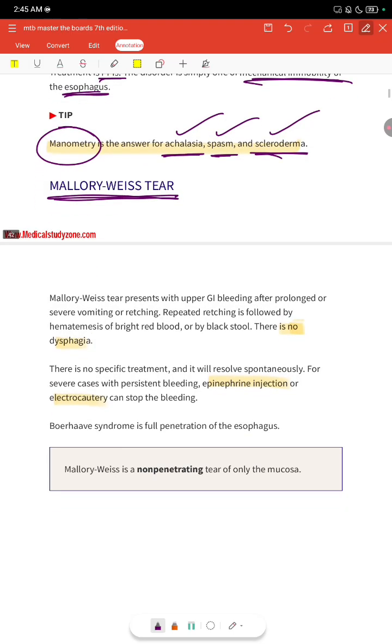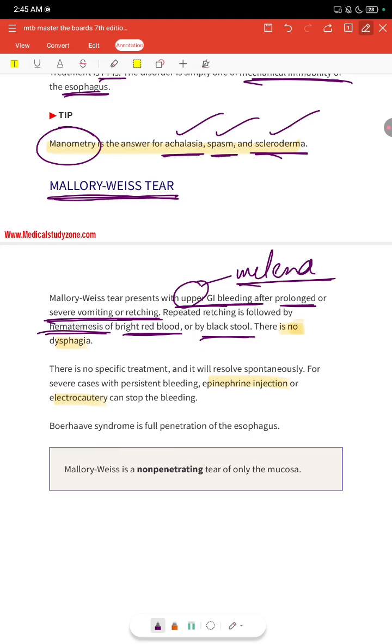Mallory-Weiss tear presents with upper GI bleeding after prolonged or severe vomiting or retching. Repeated retching is followed by hematemesis, that is the presence of blood in the vomitus, so hematemesis of bright red blood, or by black stool, because it is an upper GI bleed and it can present as melena, represented by black stool. And also there is no dysphagia.